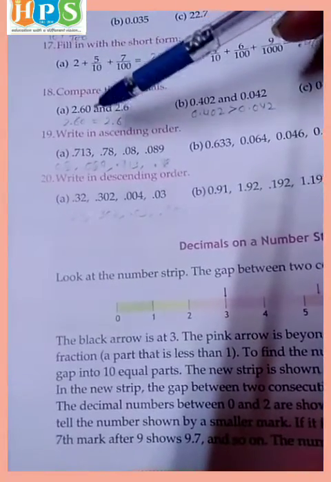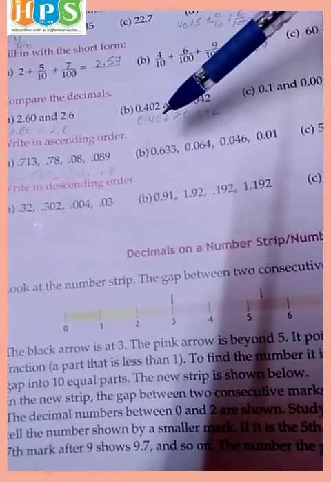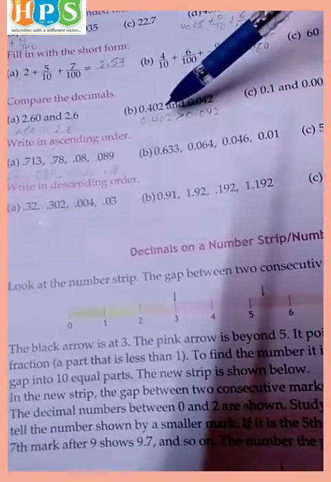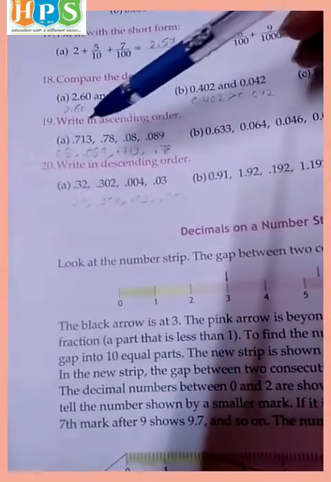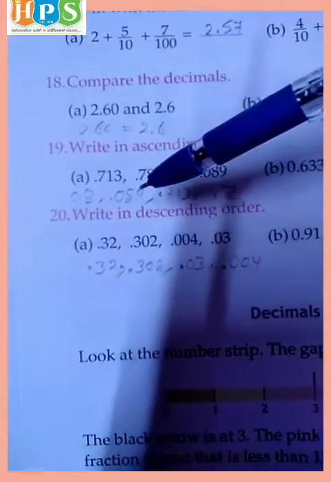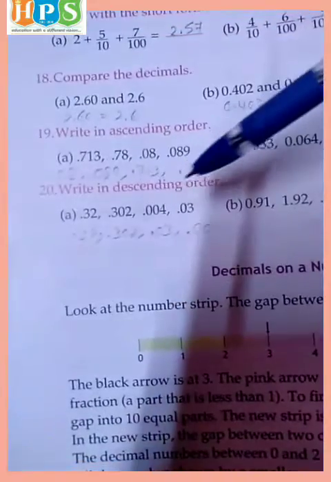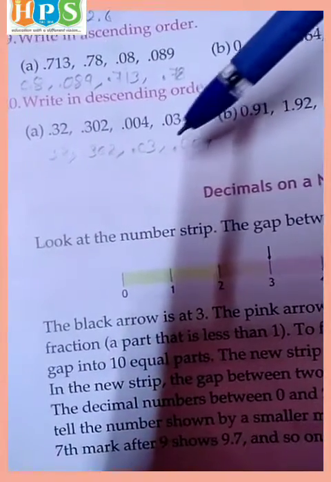Compare the decimal. 2.60 and 2.6 is equal. 0.402 and 0.042. 0.402 is greater than 0.042. Write in ascending order: 0.8, 0.89, 0.713 and 0.78. Write in descending order: 0.32, 0.302, 0.03 and 0.004.